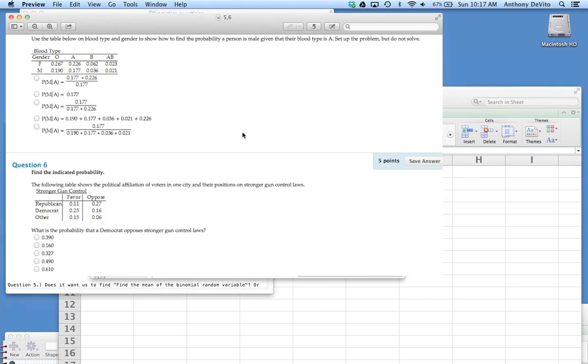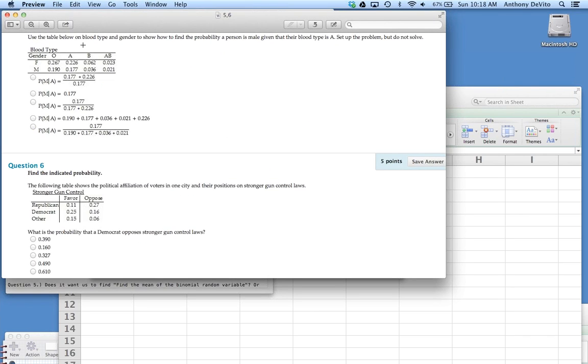Let's go to 5 and 6. All right. The table below, blood type and gender, showed the probability a person is male, given that their blood type is A. I'm going to change that a bit. Find the probability that a person is female, given that their blood type is B. What kind of probability is this? You heard the word given, right? It's going to be a conditional probability.